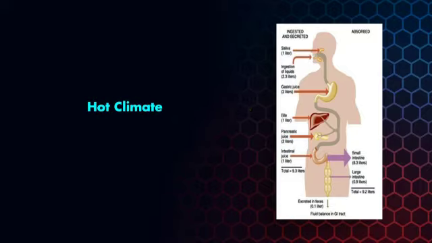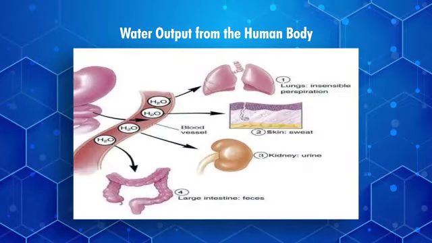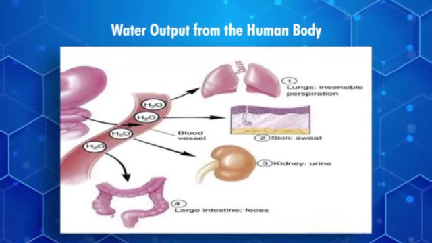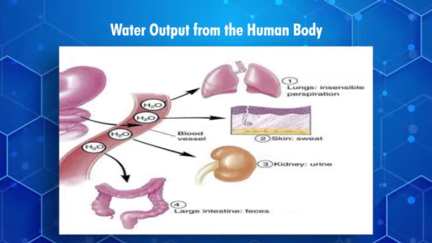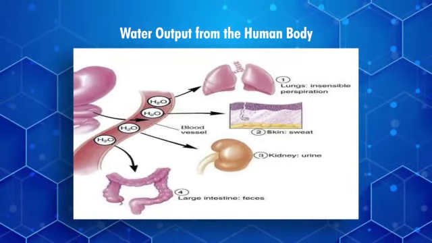Water output from the body, here we see the picture. Lungs through insensible perspiration, skin through sweating, kidney through urine, and large intestine through feces. This water goes out of the body.